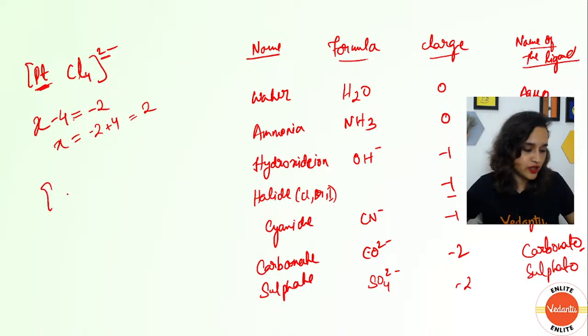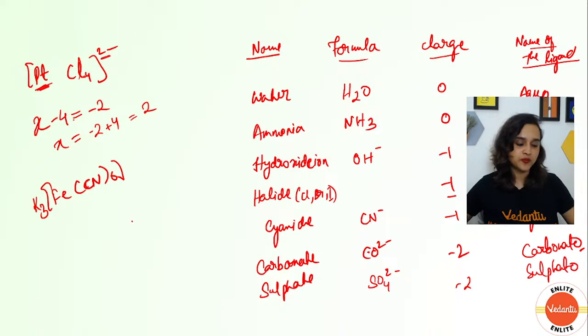One more example, let's do it. Let's take K3[Fe(CN)6]. Tell me, what will it be? Go ahead. We will again take this.